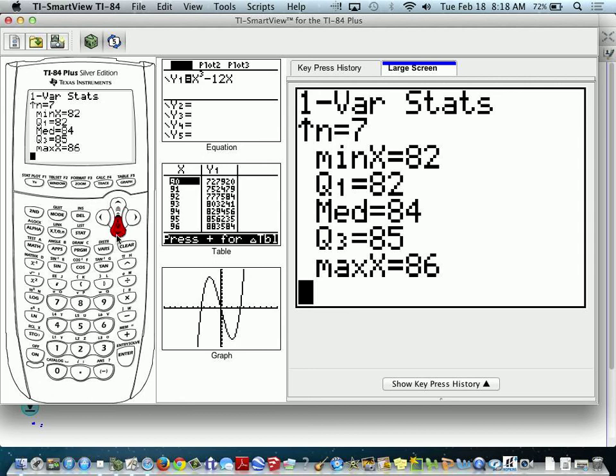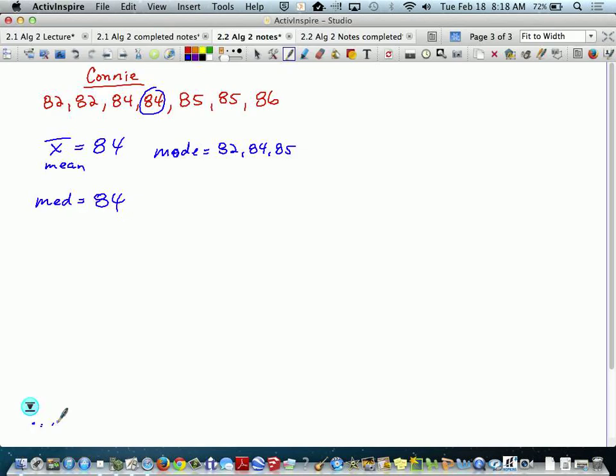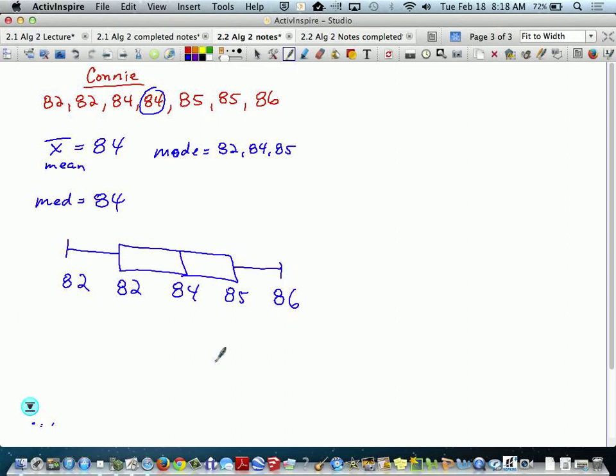So let's write down the 5-number summary. Goes 82. What's next? 82. 82 again. What's next? 84. What's next? 85. And 86, right? So if you drew that, that would be your 5-number summary.